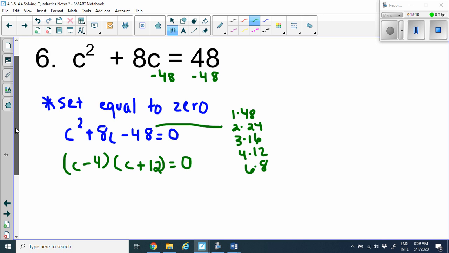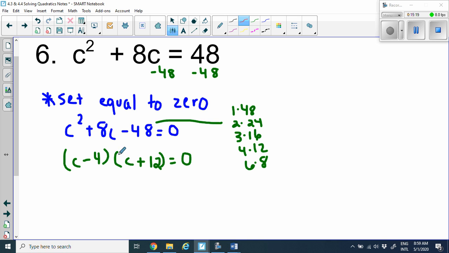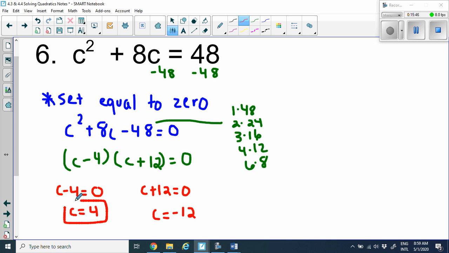So now I'm going to go ahead and set each of my factors equal to 0. So I'm going to do my c minus 4 and my c plus 12. So I add 4 to both sides, so I get c equals 4. And then I subtract 12 on both sides, I get c equals negative 12. So c equals 4 and c equals negative 12, they are my solutions, they're my roots, and they're my zeros.